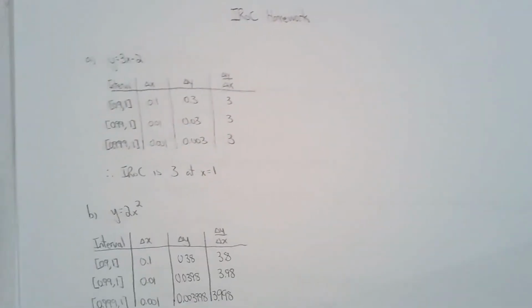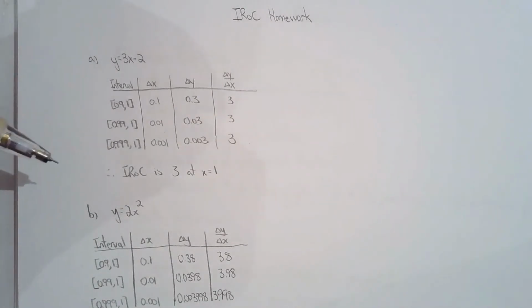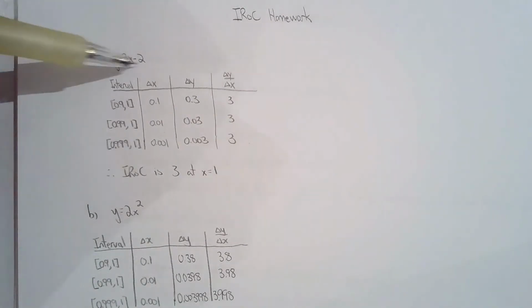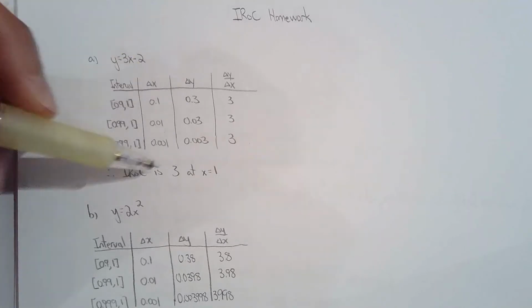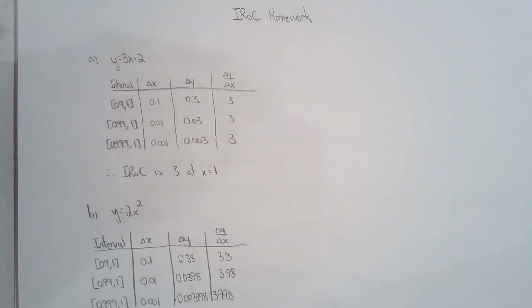So the first one, I actually didn't need to do all this work. I did it anyways just to show you, but I really didn't need to because this is a line and the tangent will always have a slope of 3 because the slope of this line is 3. And I arranged my table differently compared to the lesson. I put delta x first and then delta y, so please don't get confused by that.